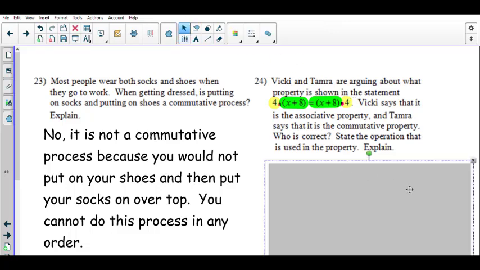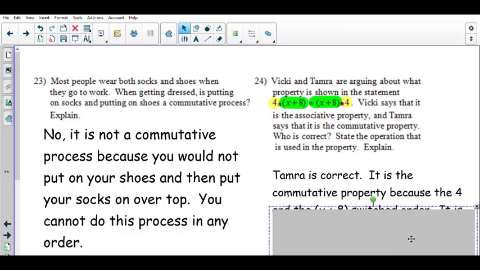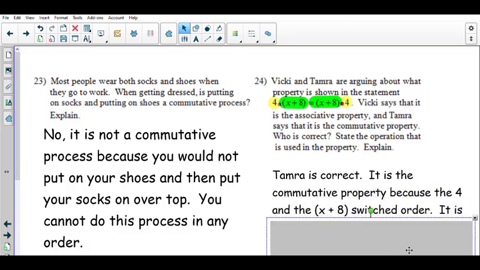So what we can say here is that Tamara is correct. It is the commutative property because the 4 and the x plus 8 switched order. Now, to figure out what operation it is, whether it's the commutative property of addition or the commutative property of multiplication, we have to look at the operation that's between the 4 and the x plus 8. And that's the thing that's highlighted in that purplish pinkish color, and that's multiplication.